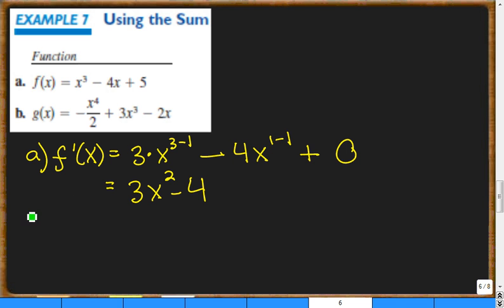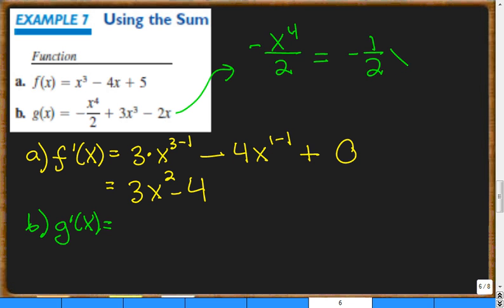And then we have b. So we go about this separately. So we've got g prime of x. This is kind of combining a couple of things that we've done. Let me rewrite this real quick, just so you can see what I'm talking about from our previous slide. So if we have negative x to the 4th over 2, that's the same thing as negative 1/2 times x to the 4th. Okay, so it's easier to think about moving this number out front than to think of it as a fraction all the time.